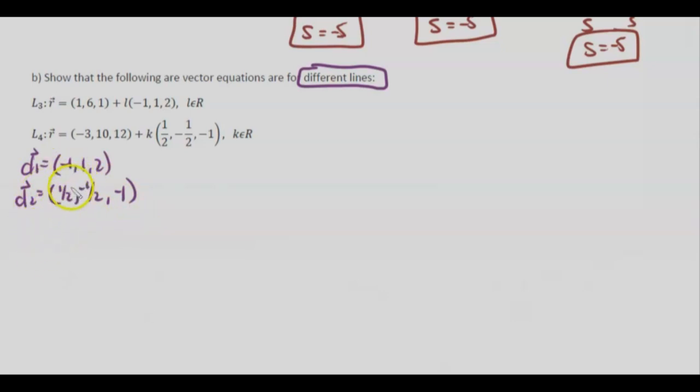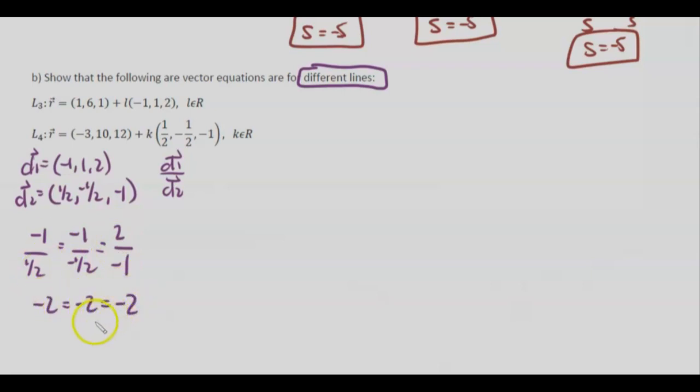I tend to put the bigger numbers on top. So we can do D1 divided by D2. Vector D1, so (-1, 1, 2), and let's see if those are equivalent to (1/2, -1/2, -1). So when we divide these, we get -2 equals -2 equals -2. Okay, so yes, the direction vectors are scalar multiples of one another. So now we can test one of the points in the other equation.